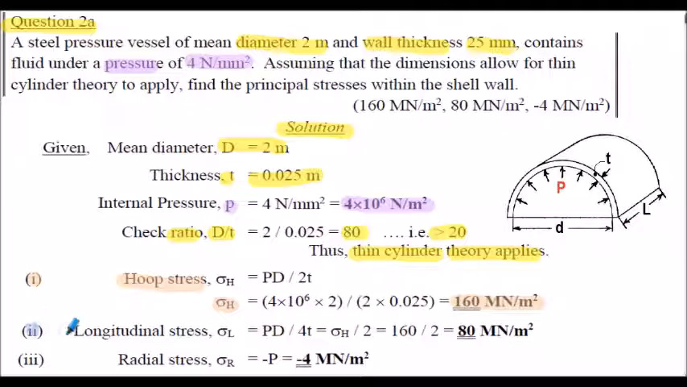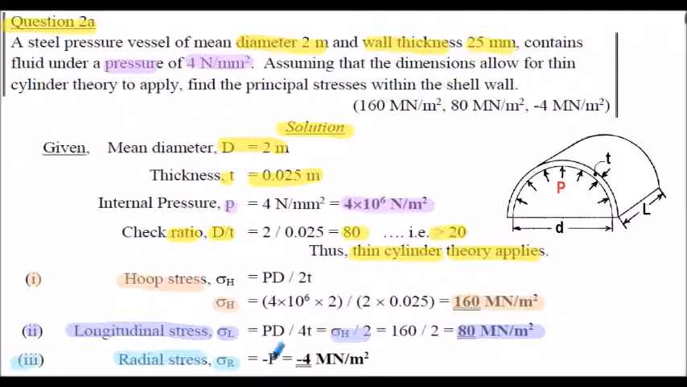Part 2, I calculated the longitudinal stress, sigma L, that's PD upon 4t, or half of the hoop stress. So that will be 80 meganewtons per meter squared. And finally, I've calculated the radial stress, sigma R. That's equal and opposite to the applied pressure. The applied pressure is 4 meganewtons per meter squared, shown here.